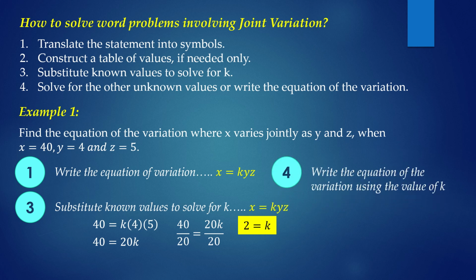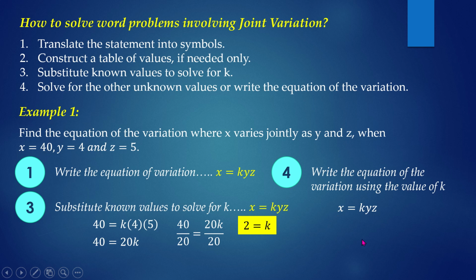Step number 4. Solve for the other unknown values or write the equation of the variation. Since wala man siya, ang statement wala man siya nangayo og solve for x, solve for y, or solve for z, ang gipangita niya is write the equation of the variation. So to write the equation of the variation using the value of k, which is 2, we will go back to the original equation nga x equals k, y, z. So buhaton dinhi, pulihan nato ra ang value sa k, which is 2. Pulihan kay equation man. So wala mausab sa variables x, y, and z.